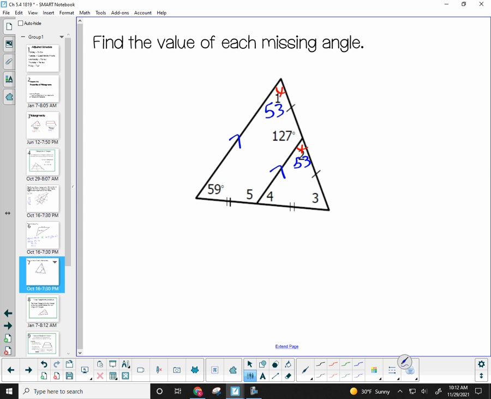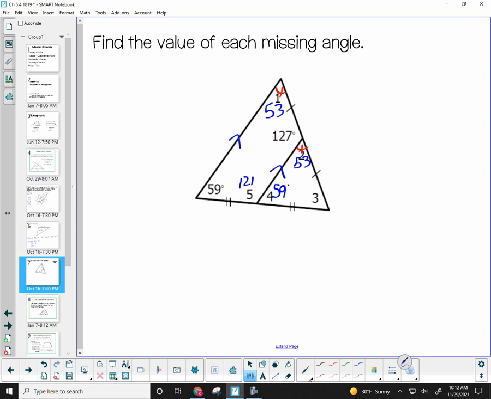Okay, now what can I do? How can I work on 5 and 4? Good, they're corresponding again, right? 59 and 4 are corresponding, so we know that has to be 59 degrees. So use my linear pair again. What do I get for angle 5? 121. Is that okay? Okay, now we need angle 3.